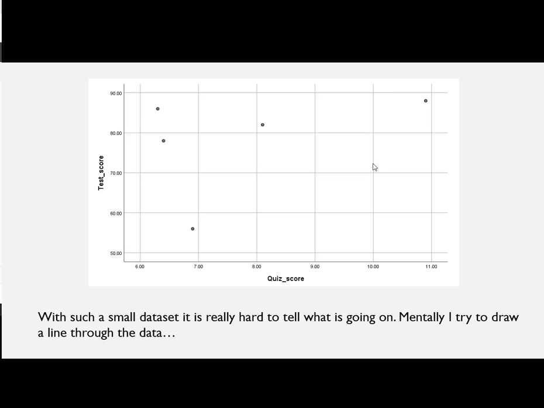We can see we only had 5 values. Well, we had 10 scores, but 5 for each, 5 individuals. This person got almost a 7, and 50, probably like 58. All right, this person got 8 point something and 80 point something. So each dot is one person and their value on this score and on that score. With such a small data set, it's hard to tell what's going on. Mentally, I try to draw a line through the data.